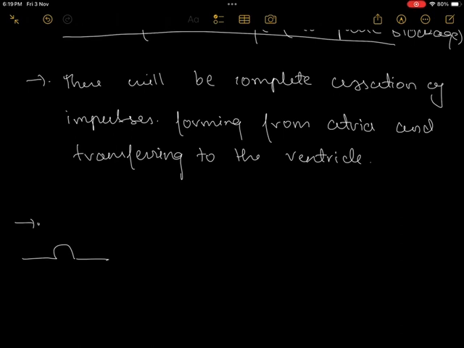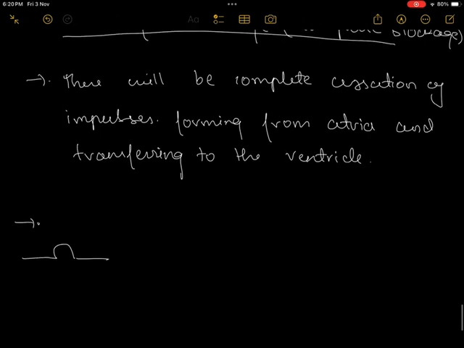The reason is that there is no conduction of impulses from the atria, no transferring of impulses from atria to ventricle, so the ventricle will not be able to depolarize itself. This means there will be complete failure of ventricular depolarization.